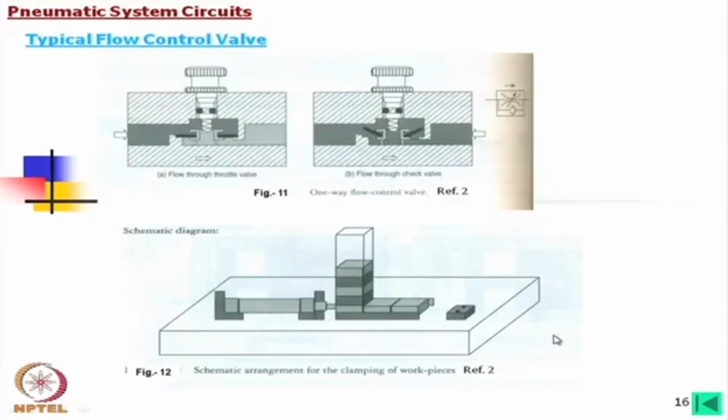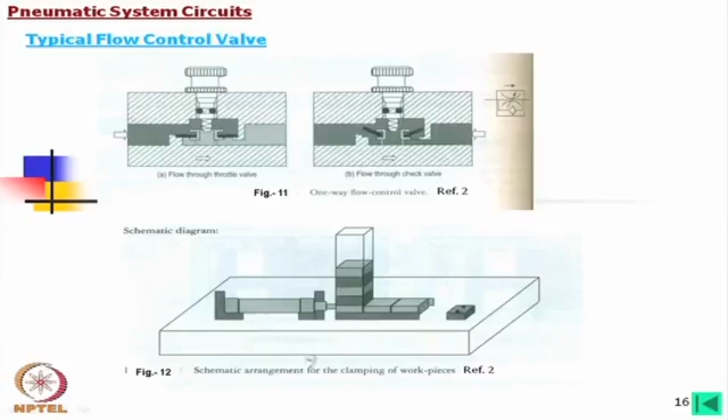Now, if we look into the valves, we have not studied the valves in detail. This is a typical flow control valve, and practically this is a throttle type of valve. When we rotate this, gradually this passage is decreased. That means the annular space is decreased, and in that way the flow rate is controlled.